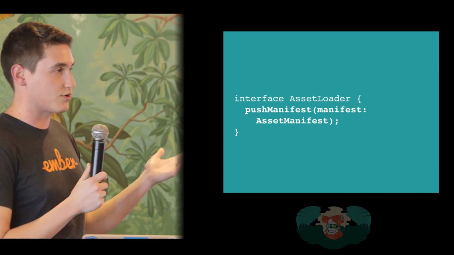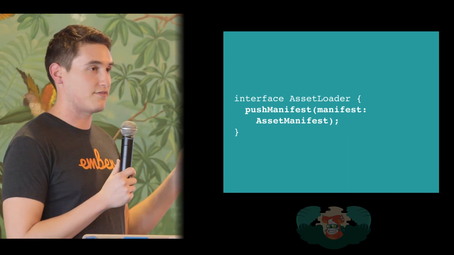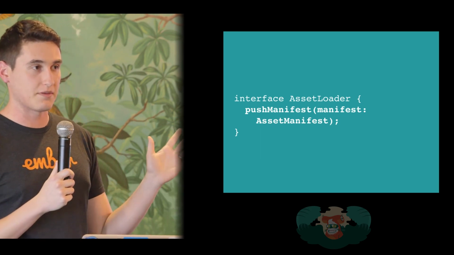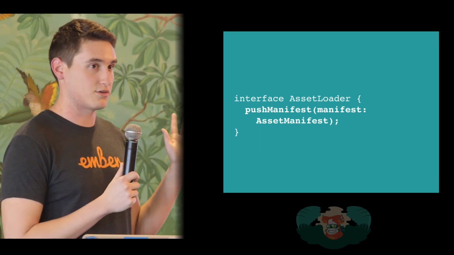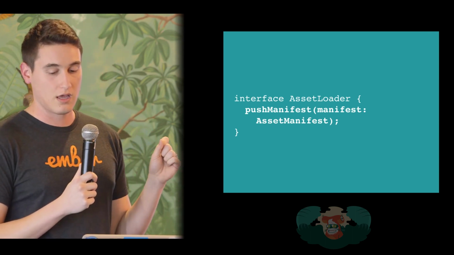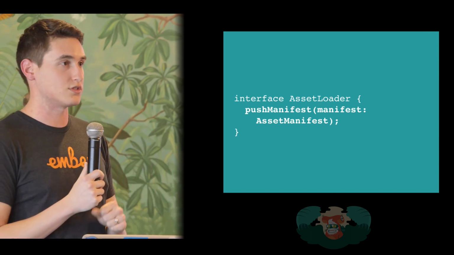With Ember engines, it's important to note that the initial manifest that gets pushed in here is actually done for you. Ember engines will generate the manifest file. There's an initializer that will push that manifest into the asset loader service. And then when you do transitions, it'll just take care of everything for you.